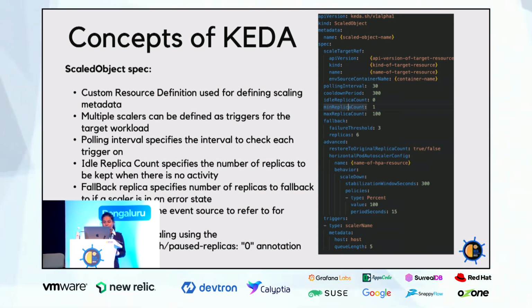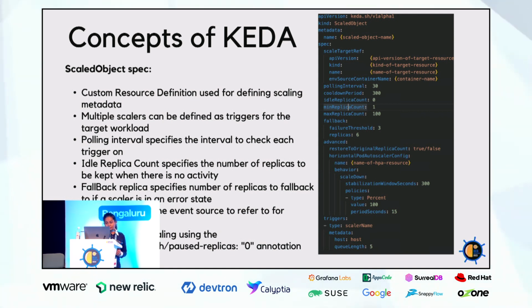Then idle replica count. This basically tells you that when no activity is there, just a normal user traffic day, how many replicas should it be running? Fallback replicas: let's say due to any disaster, natural or man-made, the application is down and Keda is not able to retrieve the metrics from that scaler, it will automatically scale back to the fallback replicas, which you can define down under fallback. And the failure threshold here basically defines that, let's say Keda is not able to get the metrics 3 times or 4 times, then it will scale the replicas to 6.